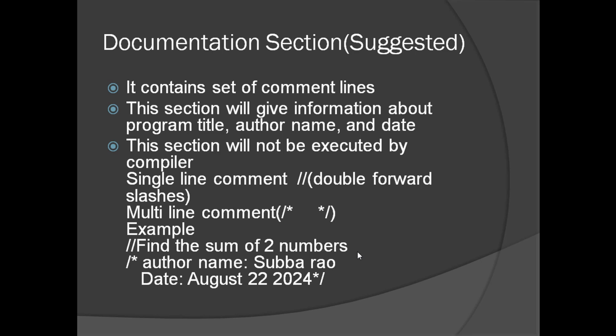So we have two different kinds of comment lines. One is the single line comment that starts with two forward slashes, and another type is called the multi-line comment that starts with a forward slash and star and then ends with a star and a forward slash. Below we have discussed one example. In the first line, find the sum of two numbers, is denoted with two forward slashes. That's called a single line comment. And in the second line we have given author name and date, right? So author name is Subbarao and date is August 22, 2024 within the multi-line comment.